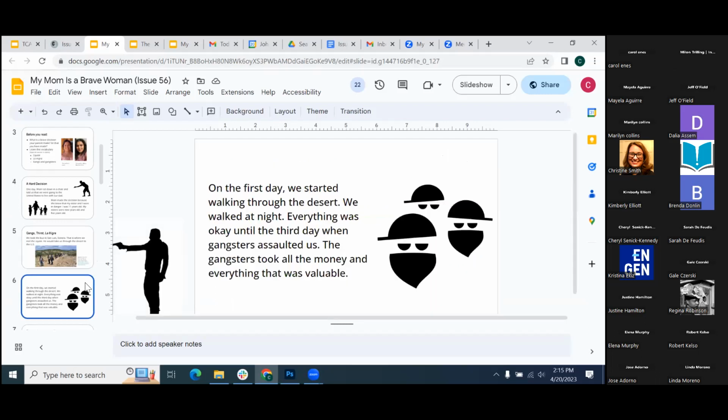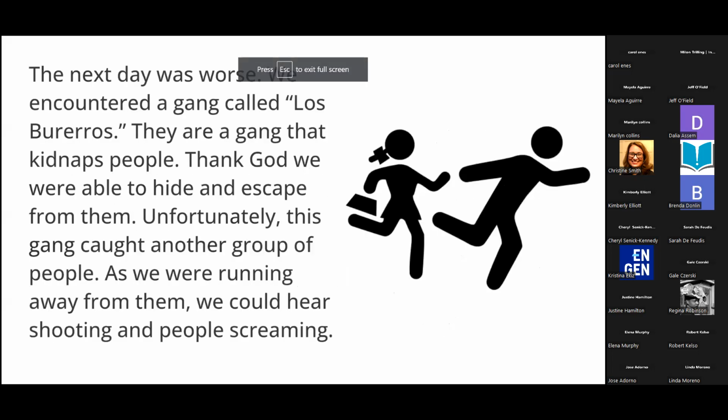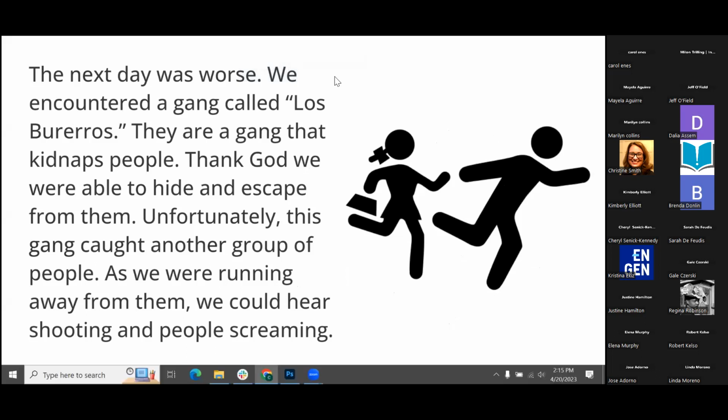On the first day, we started walking through the desert. We walked at night. Everything was okay until the third day when gangsters assaulted us. The gangsters took all the money and everything that was valuable. The next day was worse. We encountered a gang called Los Bureros. They are a gang that kidnaps people. Thank God we were able to hide and escape from them.